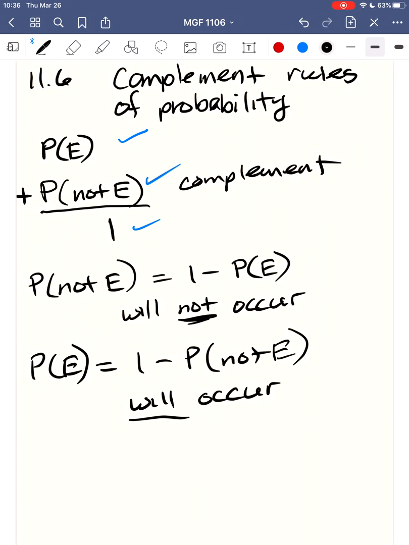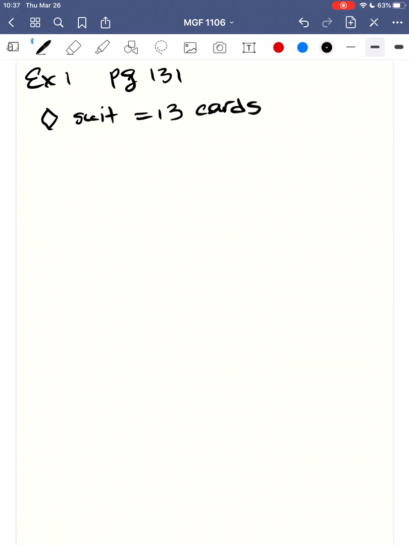So when you're looking at these problems, you want to look at whether the event will occur or will not occur. Okay, so let's go ahead and look at example 1, and this is on page 131. If you are dealt one card from a standard 52 card deck, I want the probability that you are not going to get dealt a diamond. Now remember, diamond, that's one of our suits, which is 13 cards. And I want the probability of this not occurring.